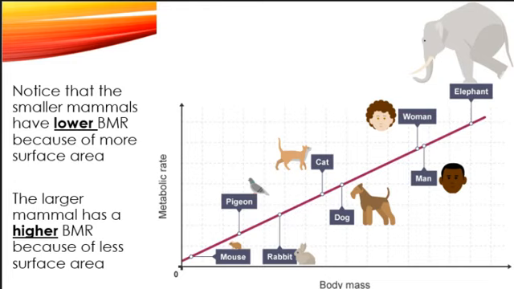I'll show you a video in just a second. The larger animal has a lot of surface area exposed, so a lot of heat is lost through their skin.